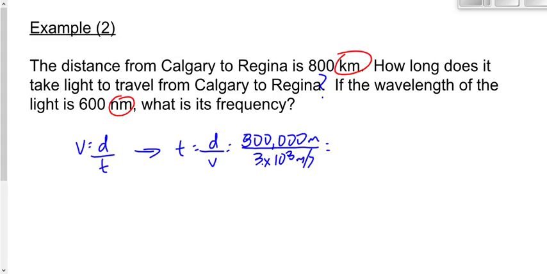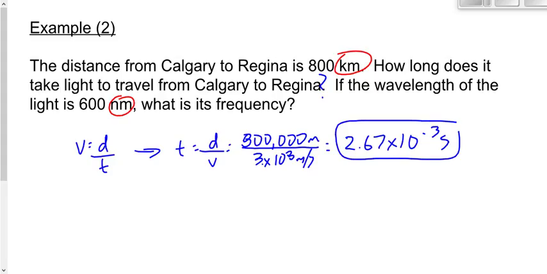We do the math here. 800,000 divided by 3 times 10 to the 8 gives us 0.00266 repeating. So we're going to say 2.67 times 10 to the negative 3 seconds. That's a pretty small time. Joshua said it was going to be less than a second. Yeah, it's like 2 thousandths of a second it takes the light to go from Calgary to Regina.